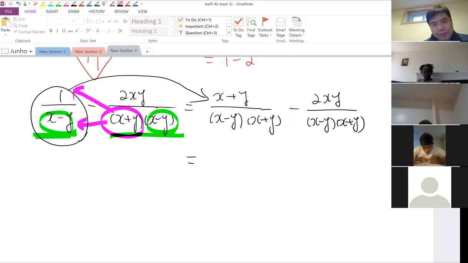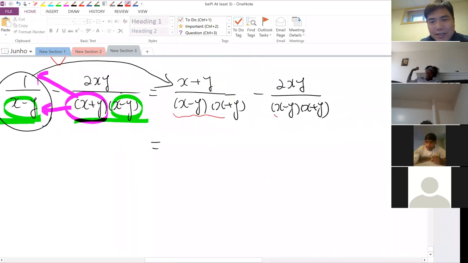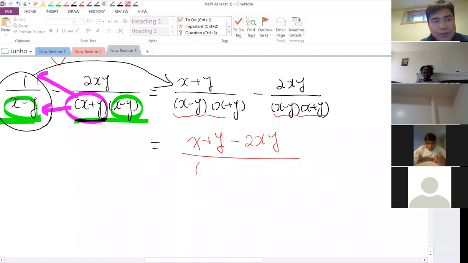As usual, I accept quiet as a positive reaction, so I keep on going. So this now becomes the common denominator, x plus y over x minus y times x plus y. Okay. Now, can we simplify things?